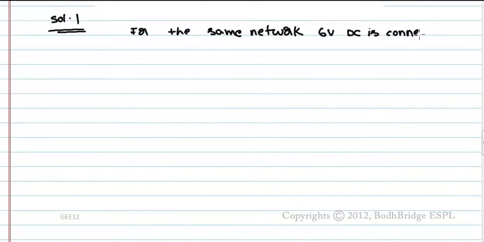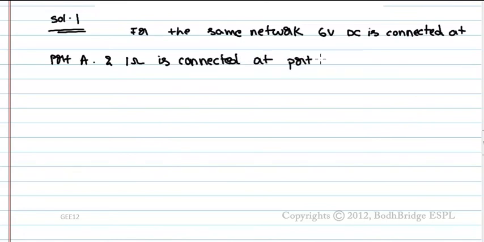Solution for the first question. For the same network, 6 volts DC is connected at port A and 1 ohm is connected at port B and drawing a current of 7/3 amperes.